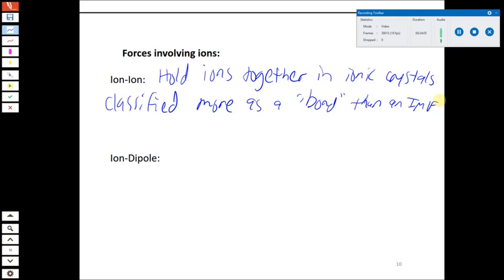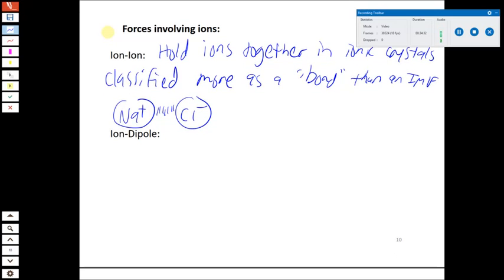This again is a purely charge-charge Coulombic interaction, so it's very strong. And so if you had Na+ and Cl- arranged in a crystal, you have this strong attractive interaction between the two because of the opposite charges. But like I said, it's sort of ambiguous whether we classify this as an ionic bond or an intermolecular force, so we're not really going to put it in that same category in this course, but just be aware that it's there.